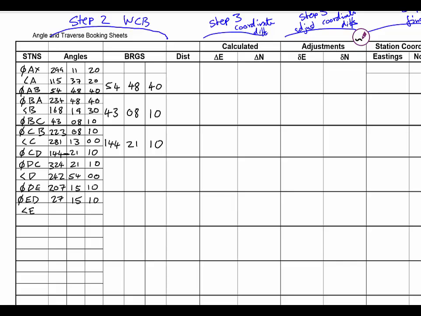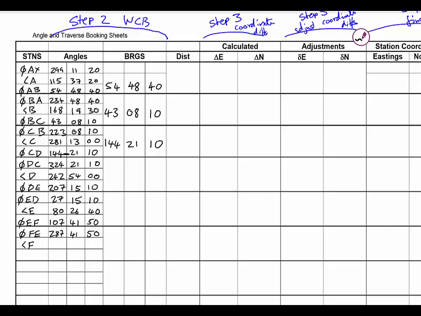The internal angle at E was measured as 80, 26, 40. The forward bearing to F, which is our last point, is 107, 41, 50, and that's simply adding 27, 15, 10 to 80, 26, 40. The whole circle bearing of FE is 180 plus 107, 41, 50, so we get 287, 41, 50.